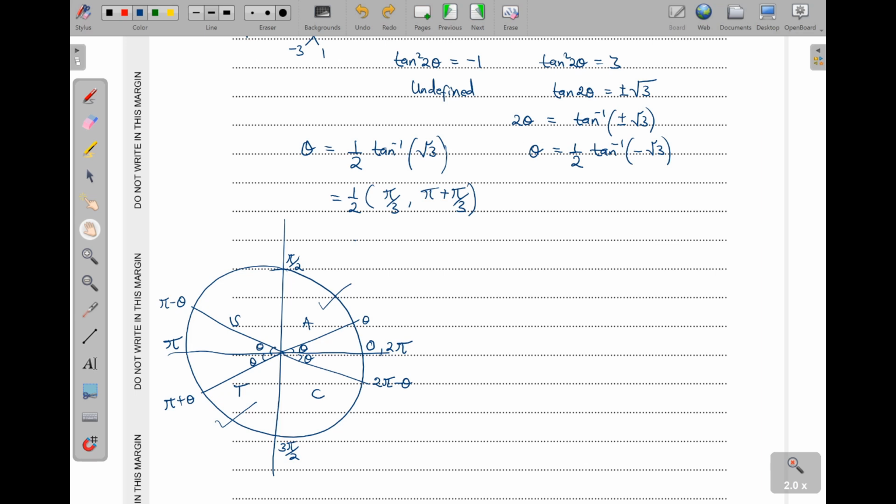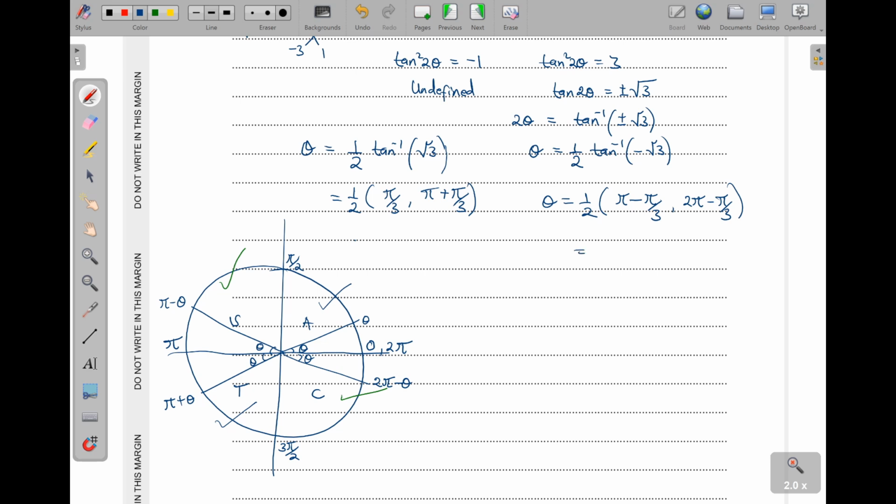Okay, now you go to the quadrants where tan is negative. It is here and then here. So how do we get the angle in the second quadrant? It is pi minus theta. So our theta here is going to be a half, then into this one is going to be pi, then minus pi over 3. And then the other one is going to be, in the fourth quadrant, it is 2 pi, then minus that pi over 3.